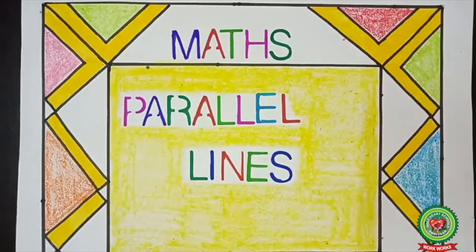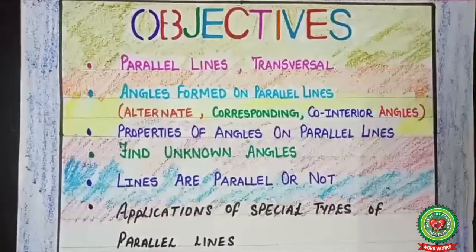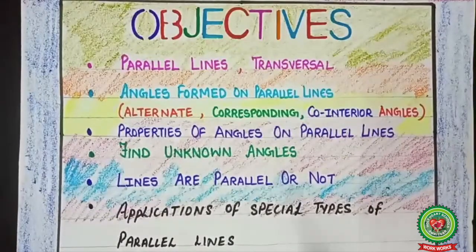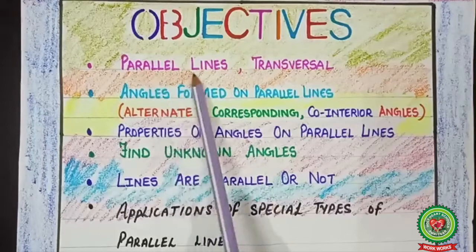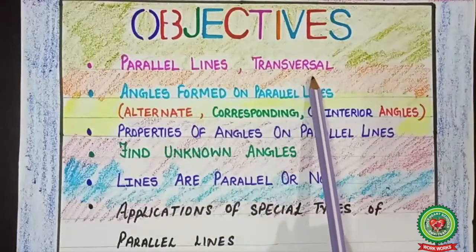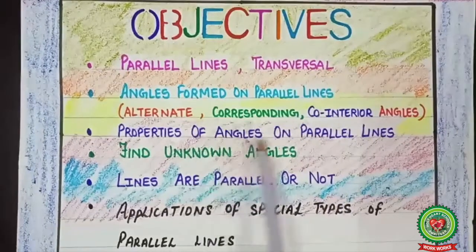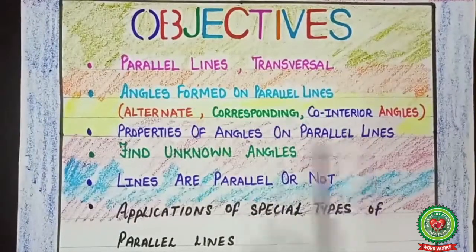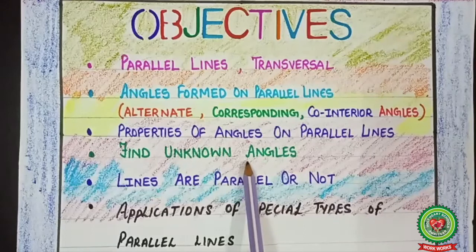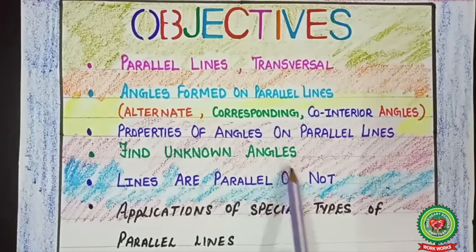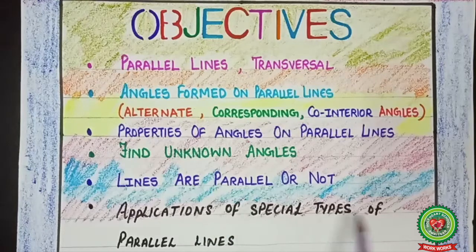Dear students, we had started this chapter, parallel lines, and in this chapter we have already done what parallel lines and transversals are, angles formed on the parallel lines and the properties related to the parallel lines, and we have also learnt how to find the unknown angles. So today's video is going to be about some applications of special types of parallel lines. So let's get started.